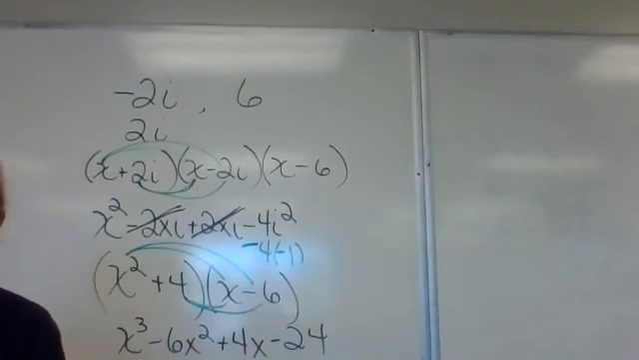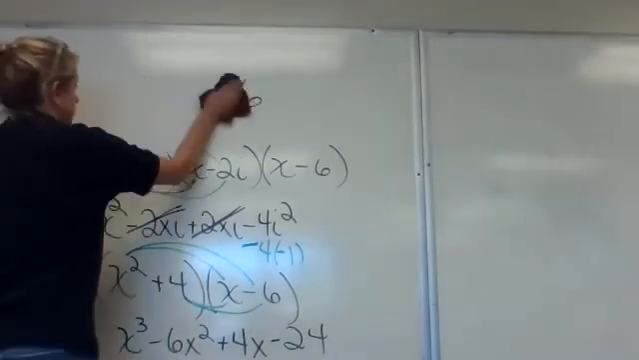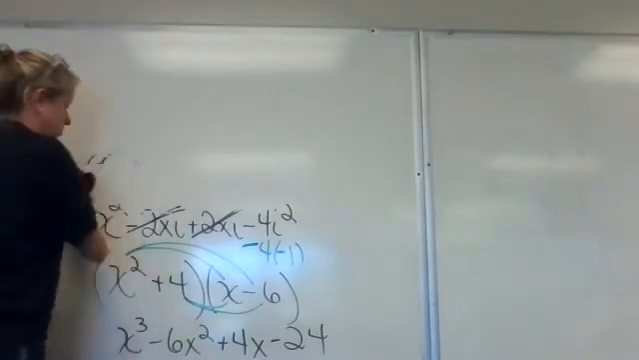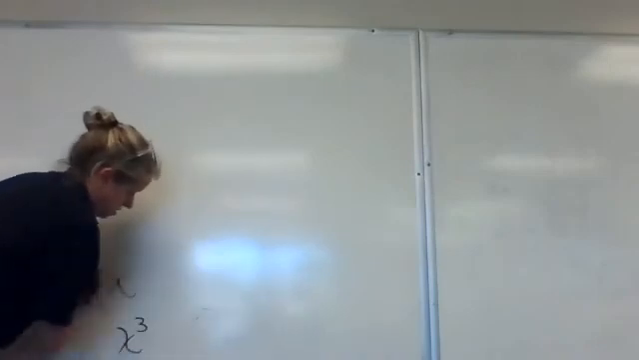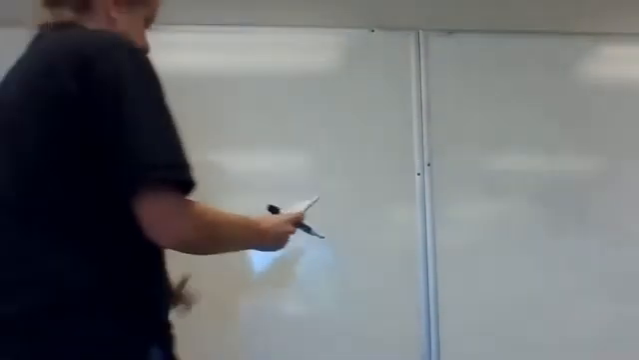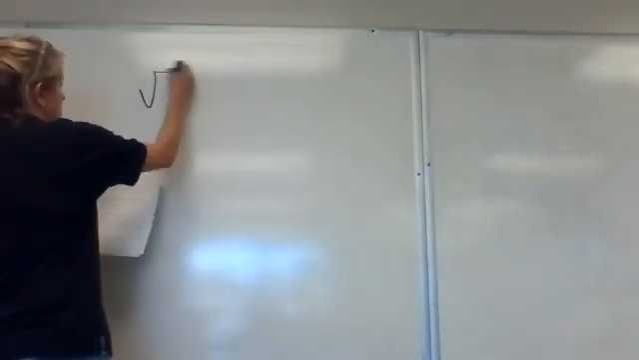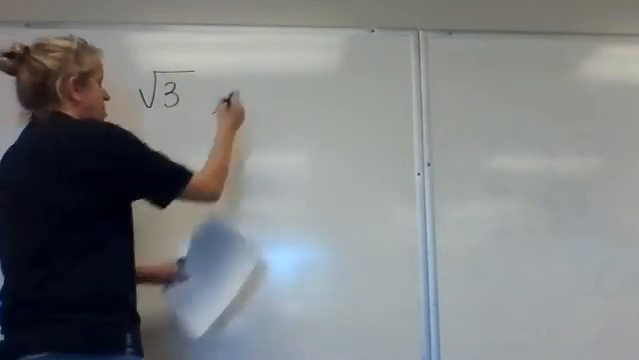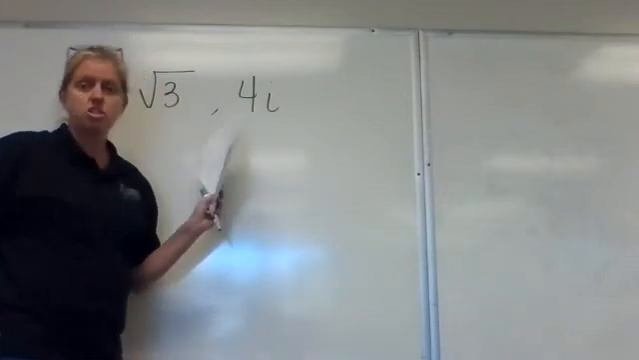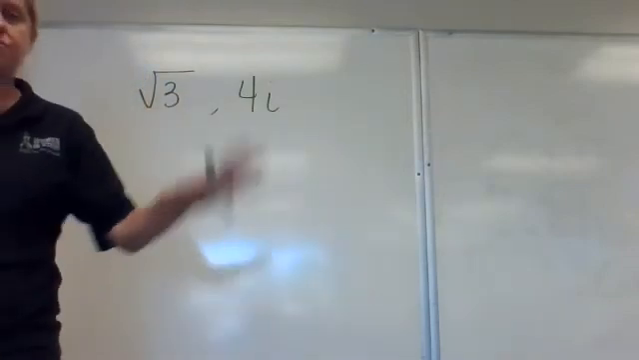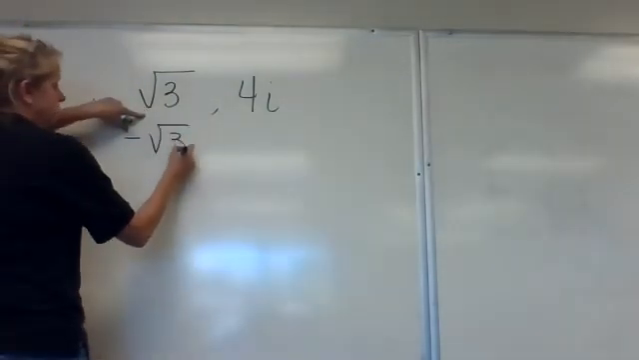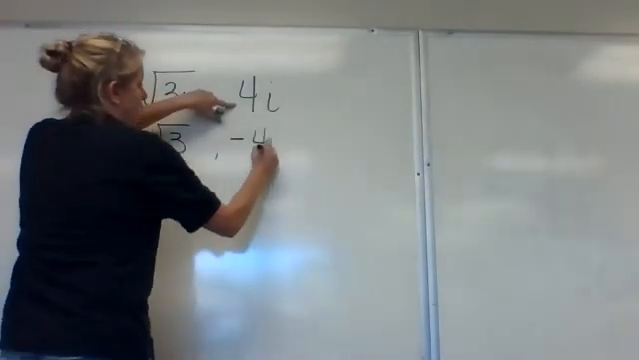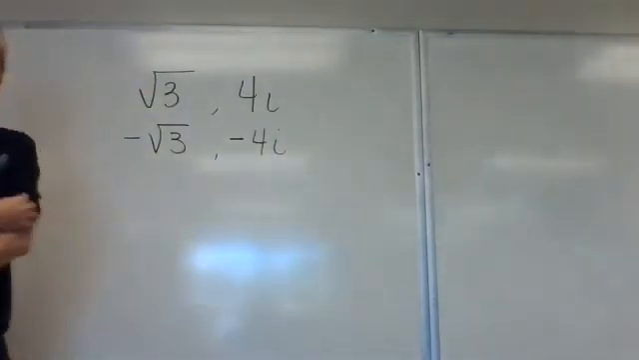All right, number 11. Same thing, the zeros that it gives me are the square root of 3 and 4i. So since one's a square root and one's an i, both of them are going to have a pair, right? This one's pair would be -square root of 3. And this one's pair would be -4i. So I know of 4 zeros here.